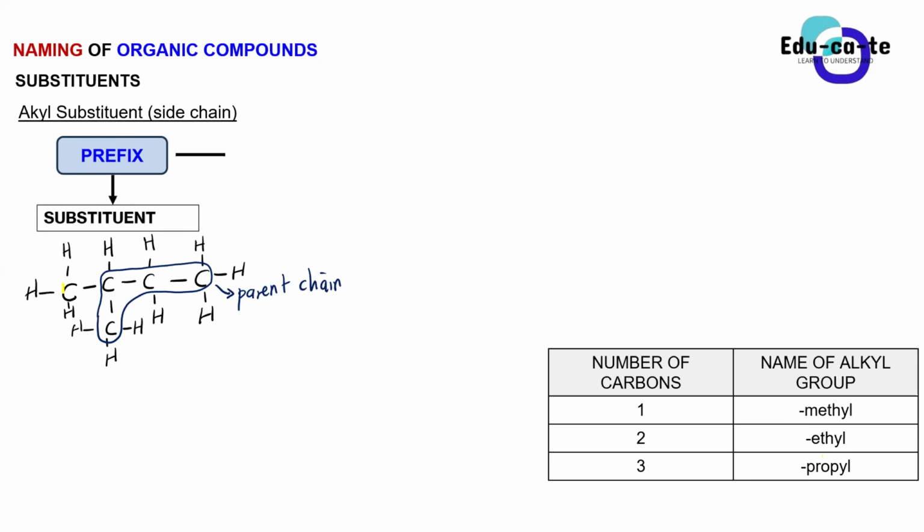Yes, Sam? Oh, sir, even though I make the parent chain to be straight, it still looks okay, sir. It will still be the same name. Don't worry. It will still be on carbon number 2 if you count in the correct manner.